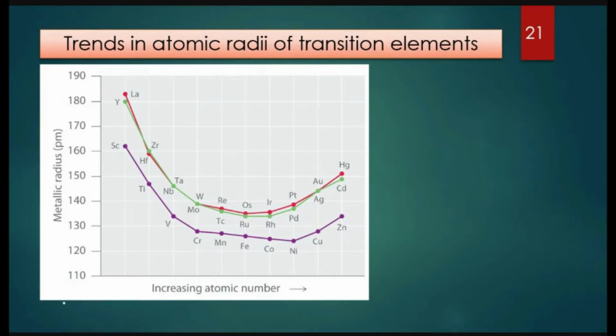But look at the green dots and red dots. They are almost very close to one another. That means the atomic radii of second and third transition series are virtually the same. That's what the graph says.